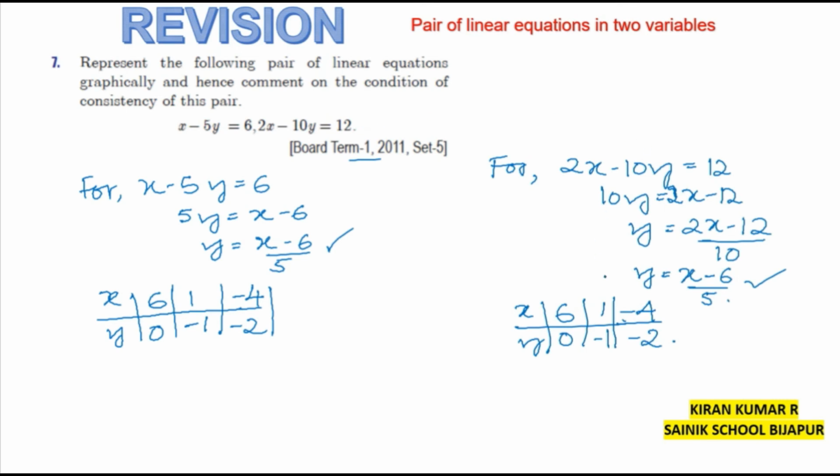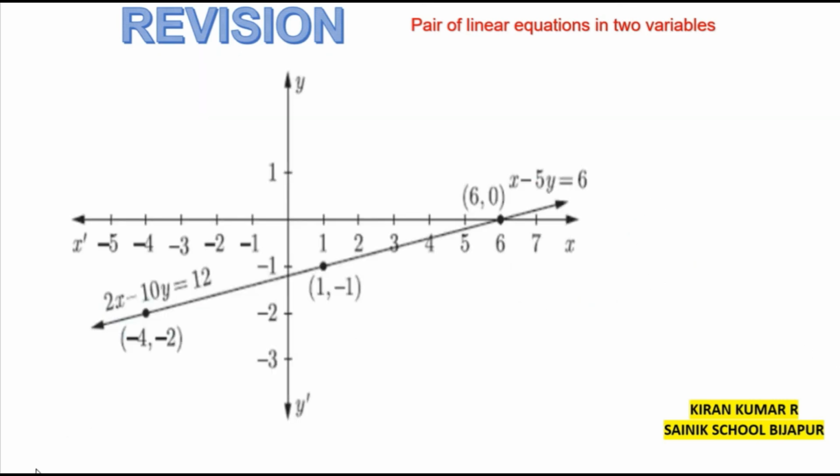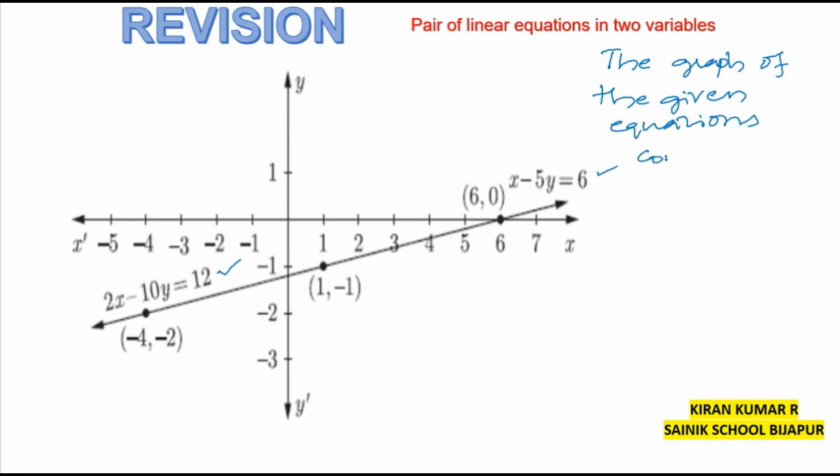I'll show you how the graph looks like. This will be the graph of both the equations, 2x minus 10y is equal to 12 and x minus 5y is equal to 6. They coincide. Let me mention it here. Graph of the given equations coincide.